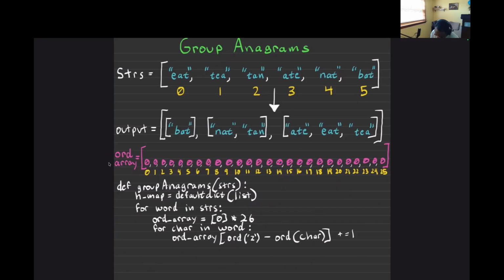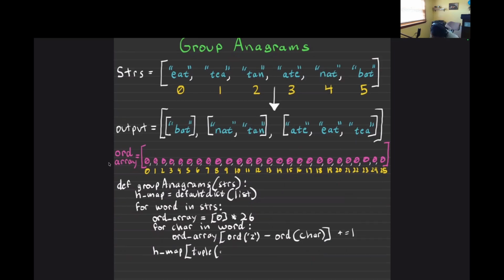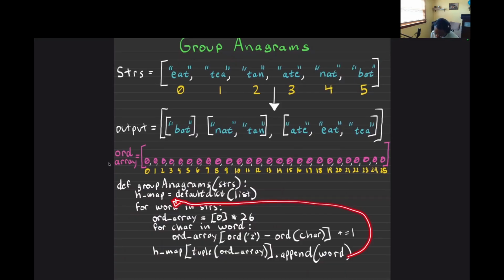And then once we get out of this for loop, I want to be at this indentation level, okay? We don't want to be stuck inside the for loop, at the end of the for loop. We'll say hash map of converting the ord array to a tuple, right? Because it's immutable, perfect for a key. Tuple of this ord array, append the word, right? We're trying to build the anagram values list, so we're going to append that same word here, okay?